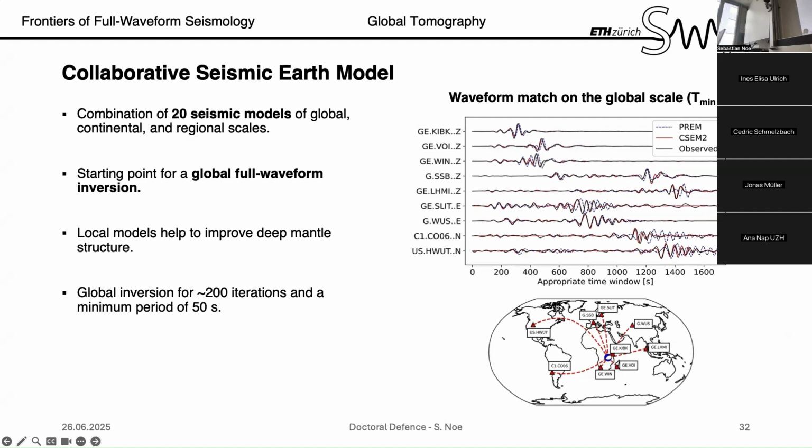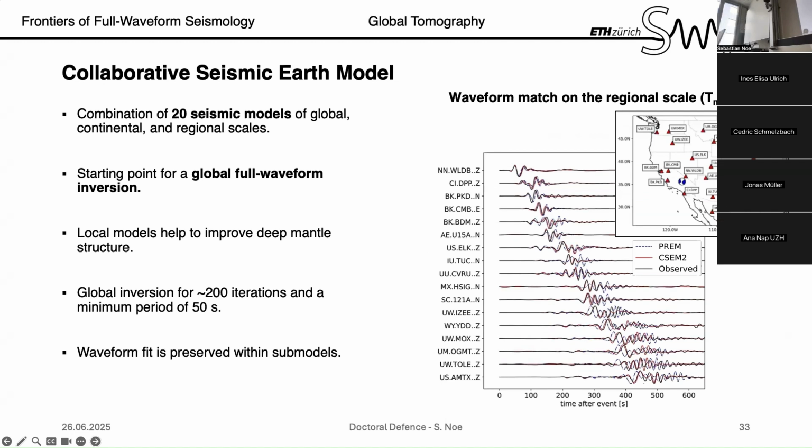So here for this global event, it works. And you should also note that the waveforms had to travel through several of these submodels. So this would imply that it has been correctly implemented. And now what's so special about the collaborative seismic Earth model is that you can zoom into a specific area, go down to a minimum period of, for example, 20 seconds in the Western US and still have a really good waveform fit.